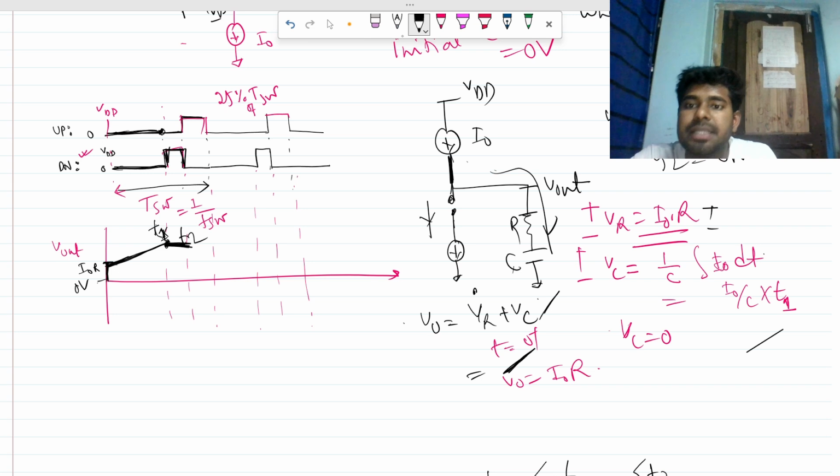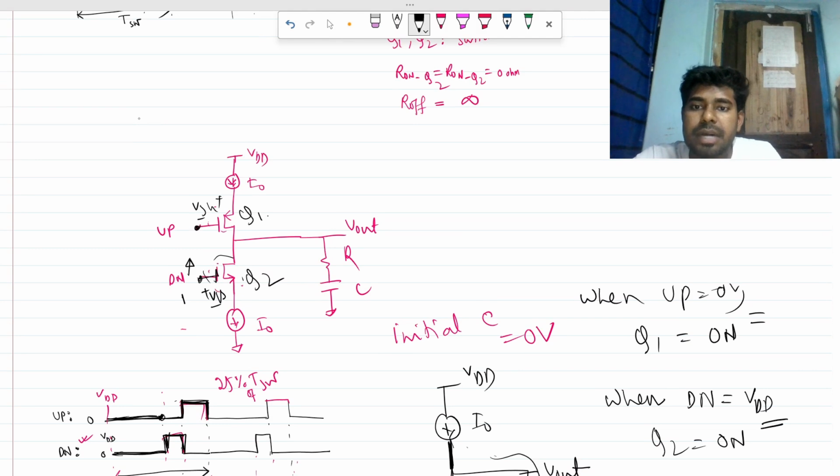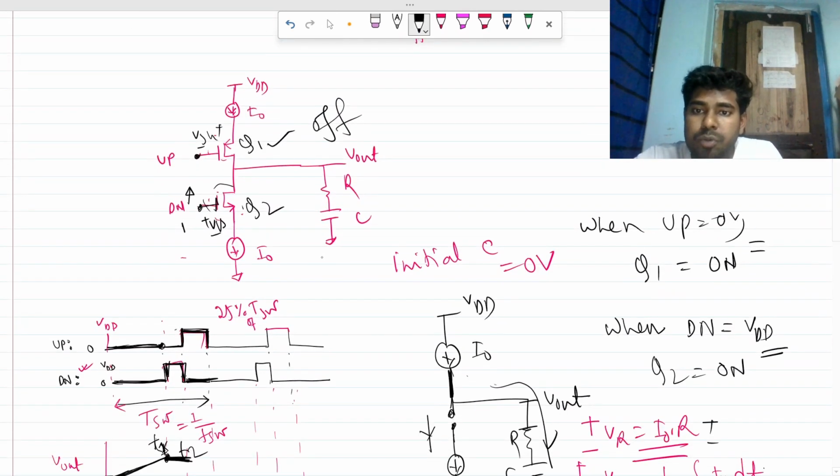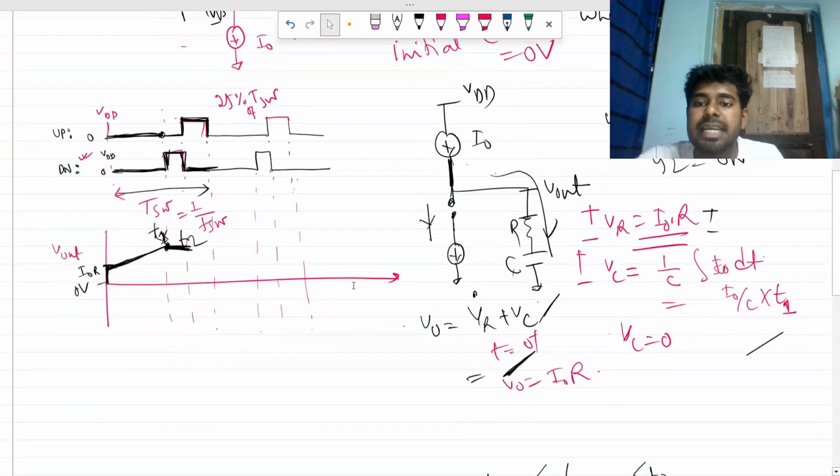Now what will happen after that? Again you can see your PMOS is turning off now, right? Because your up signal is getting a VDD here. So this PMOS is now turning off. And what about NMOS? The NMOS is getting 0 volt at the gate as well. So both of the MOSFETs are getting off, suddenly after T2.